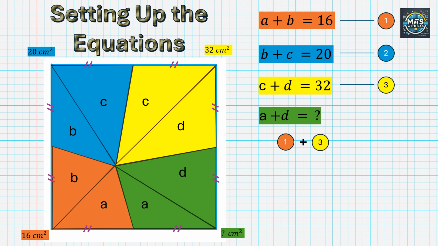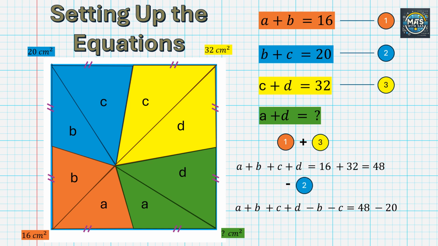Let's add the equations for the orange and yellow regions. We get A plus B plus C plus D equals 48. Substitute B plus C equals 20 into the total, so B and C get cut off, and we get A plus D equals 28. So the answer for the missing area is 28 square cm. This solution works because of the symmetry of the square and the equal division of triangle areas.